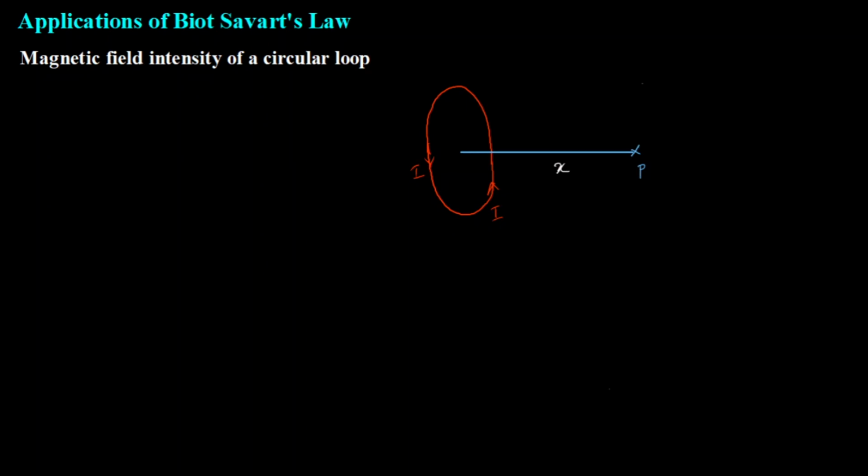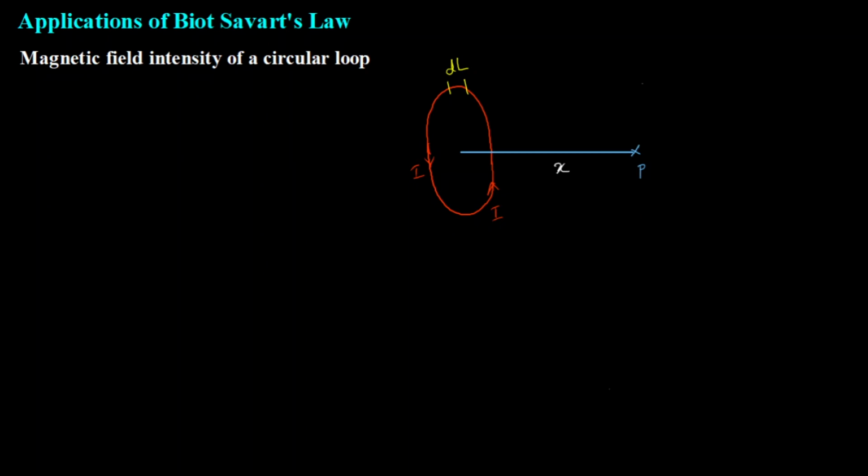To proceed, I will consider a differential element of length at the top of the loop, because Biot-Savart's law is usually applied for a differential current length. So I will consider a small differential length on the top of the loop. It can be considered anywhere, but we'll start the derivation with this. So at the top of the loop you have a differential length.